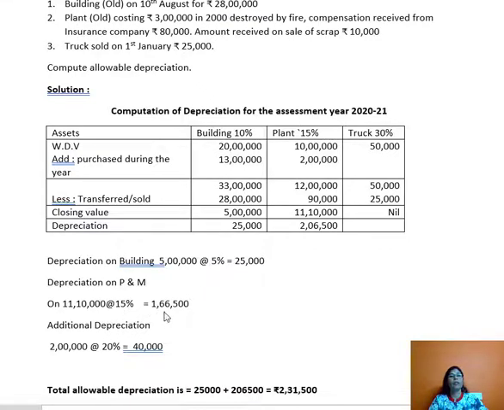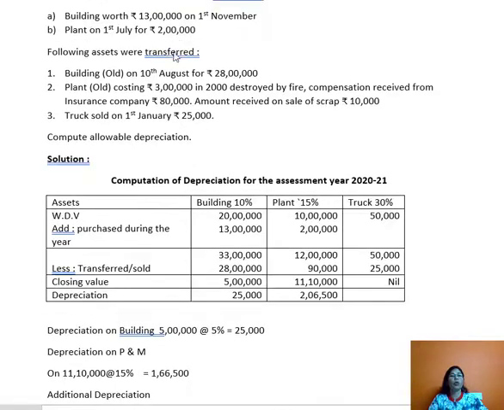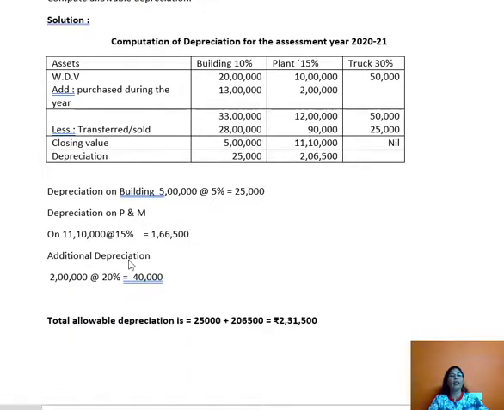So it is 15% on 11 lakh 10,000, it comes to 1 lakh 66,500. But at the same time we have to charge additional depreciation only in the case of plant and machinery if it is purchased during the year. So plant purchased during the year is of 2 lakh. On 2 lakh we have to give additional depreciation of 20% as it is used for more than 180 days. So it comes to 40,000.